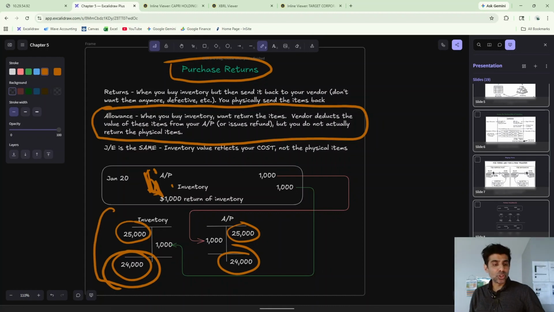So the journal entry is the exact same. Even if they allow you to keep it, you're still going to pay them less. You're only going to pay them 24,000. Even if you said, hey, this $1,000 item, I don't want it anymore, and they're like, okay, don't worry about it, just keep it, we won't charge you for it. That's essentially what is happening here. If you did sell it, because it's physically there, you would only record a revenue. There would be no cost of goods sold because it didn't cost you anything. If your vendor just gave you stuff for free, it would be pure profit. You'd have no expenses. So in this case of the allowance, that could happen.